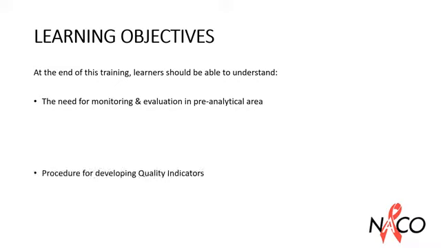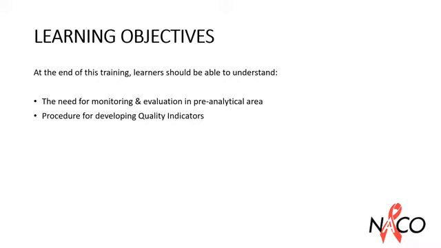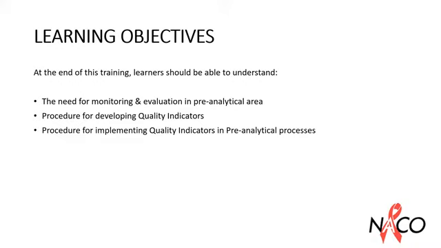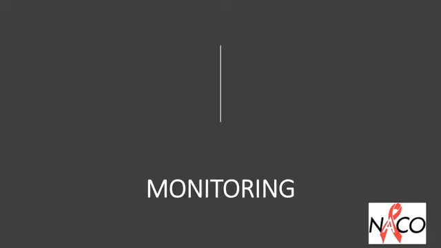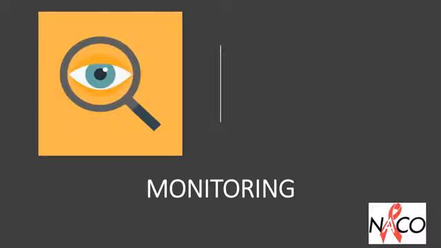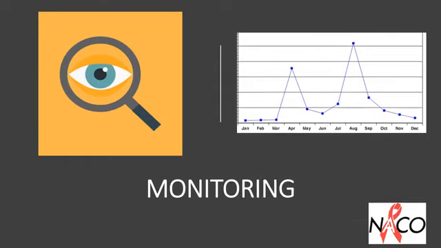area, the procedure for developing quality indicators, and procedure for implementing quality indicators in pre-analytical processes. In order to maintain the quality of the pre-analytical processes, it is important that we observe and check the progress or the quality of the processes over a period of time, which is also known as monitoring.